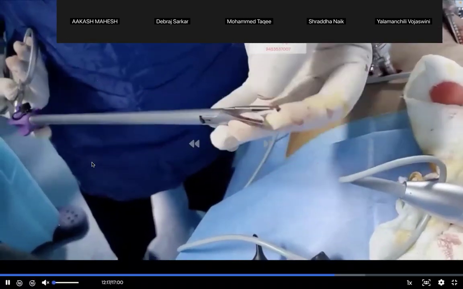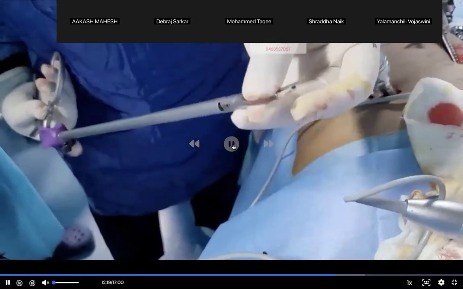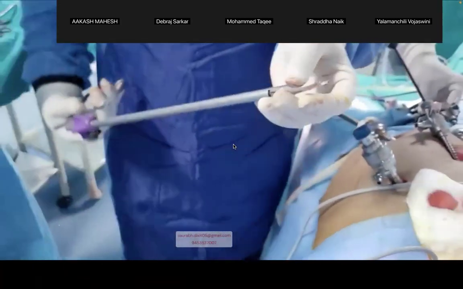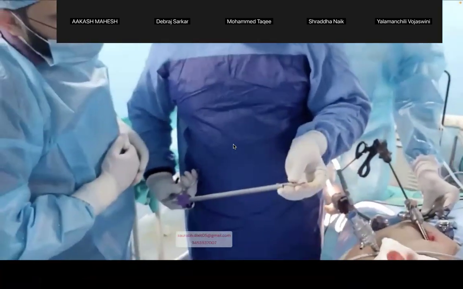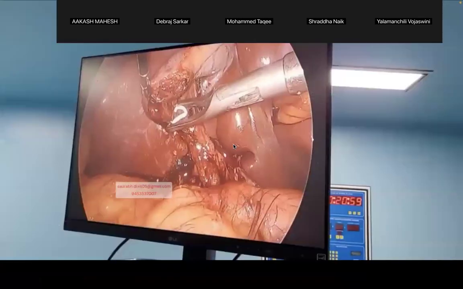Now, this is the Hem-o-lok I was talking about. Just see, the Hem-o-lok is having what? The lock. It is having the jaw, and now you will see I'm demonstrating to my residents how to use this.